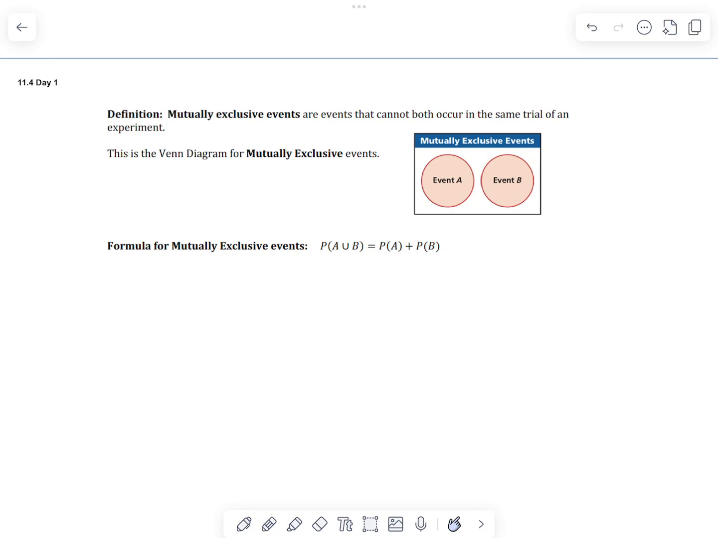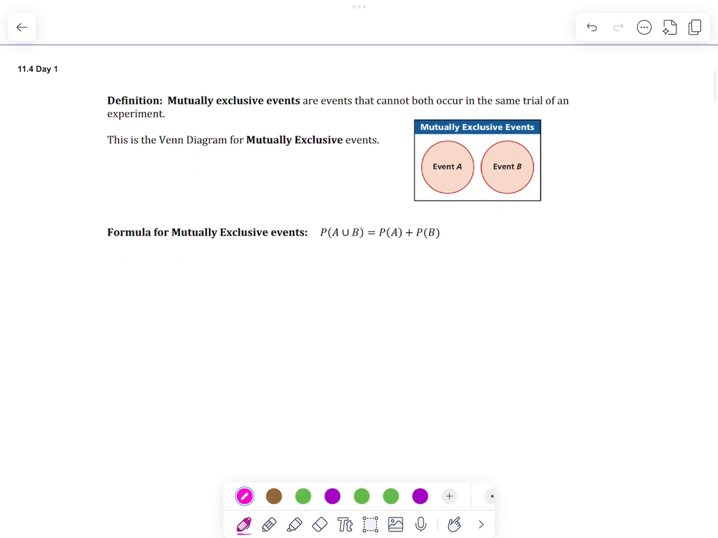Mutually exclusive events are ones that they both cannot occur at the same time. So our formula is the probability of A or B. You just add event A probability plus event B probability.